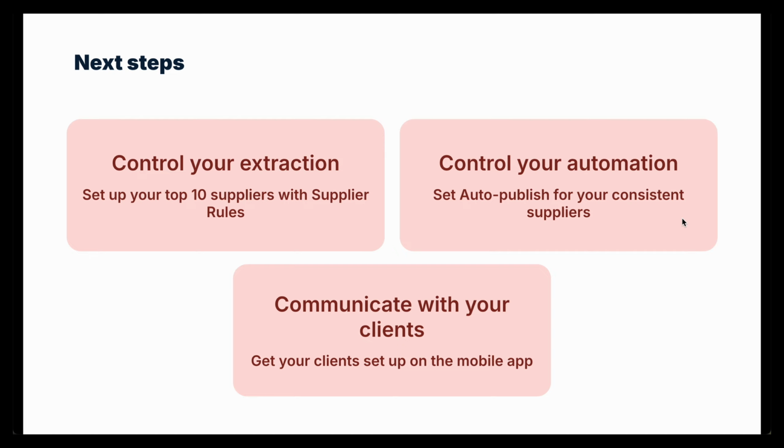So you can actually get started right away with what we've covered today. The best place to begin would be controlling your workflows by setting up some of your top suppliers with some of those supplier rules that we showcased a little bit earlier. As well, maybe automating or turning on some of that auto-publishing for some of those more consistent suppliers that are typically going to the same kind of categories. And then finally, just make sure that your clients have downloaded and can access the Dext mobile app so that they can begin submitting their receipts, as well as receive any messages from you and your team about any existing or missing paperwork.